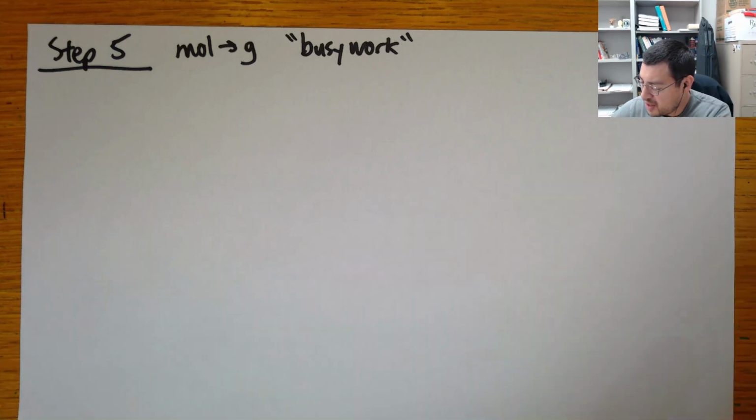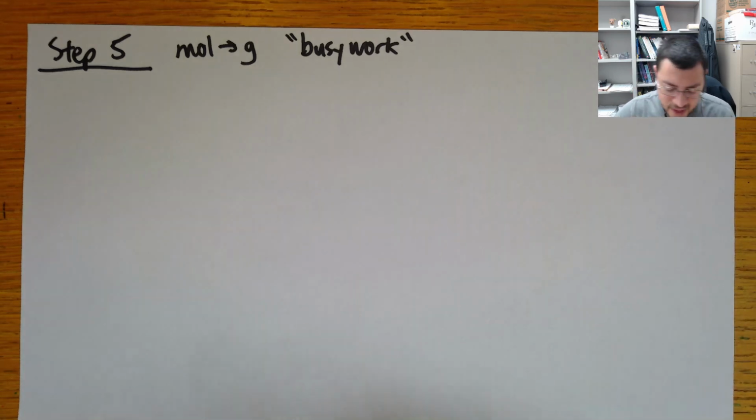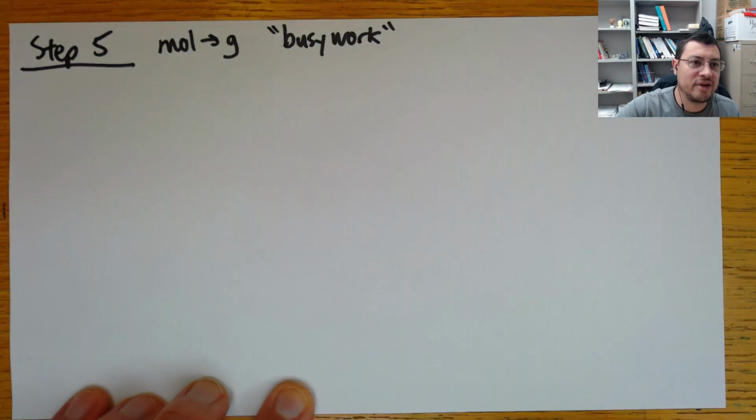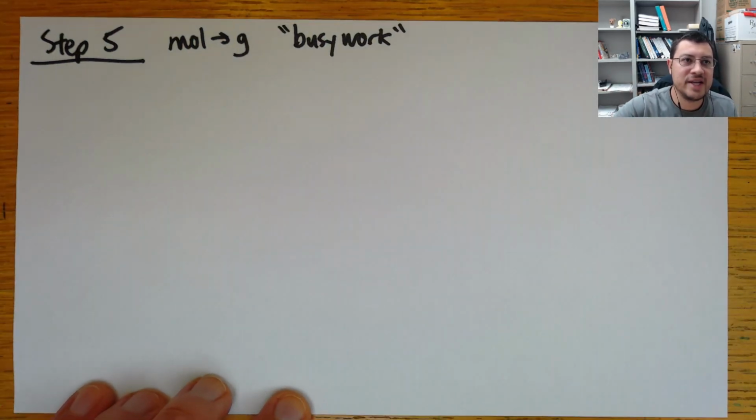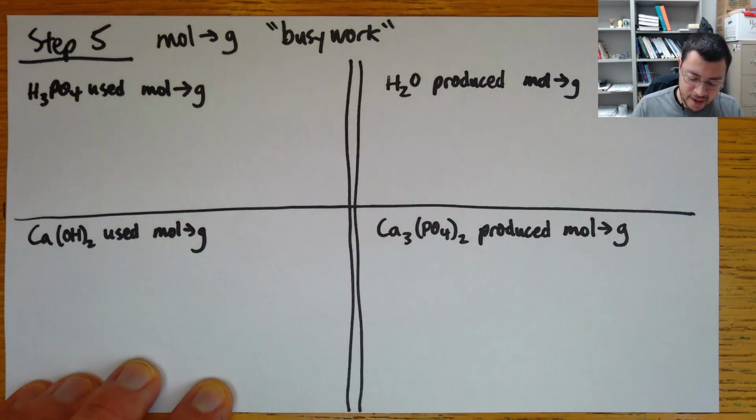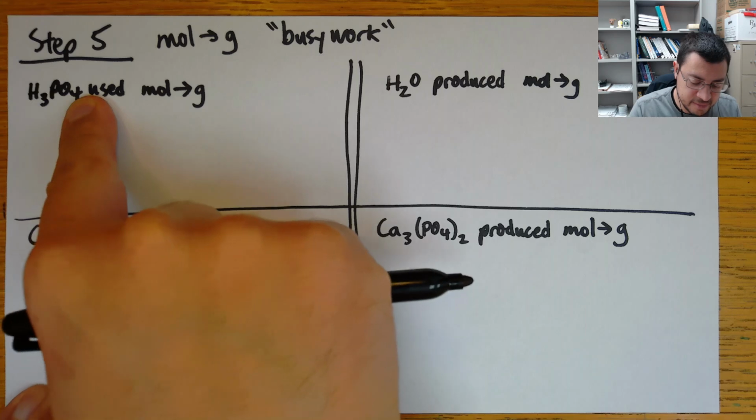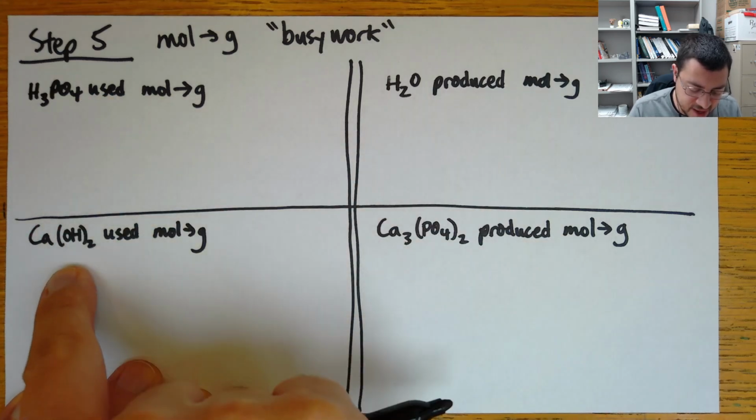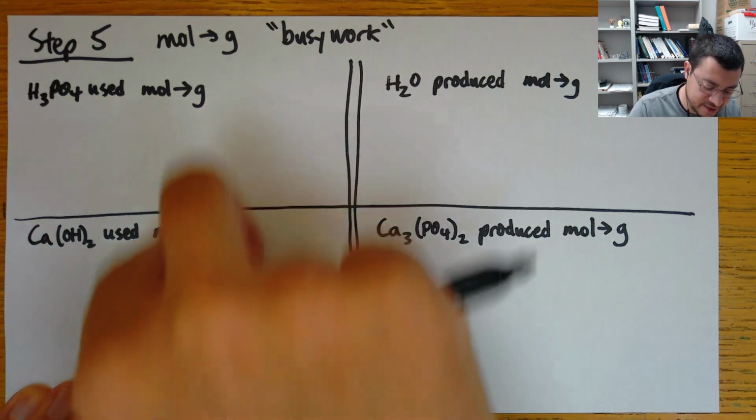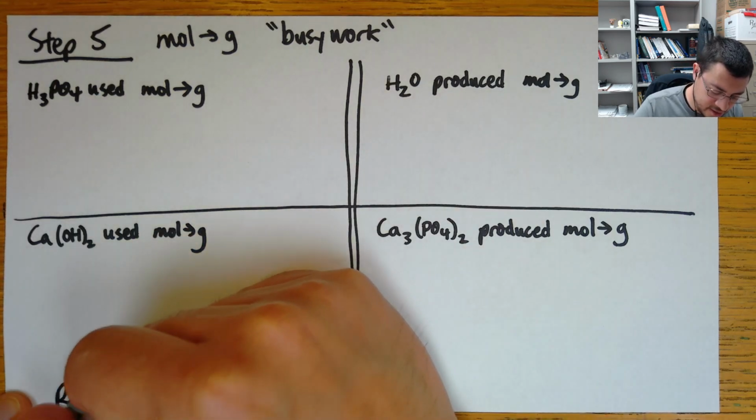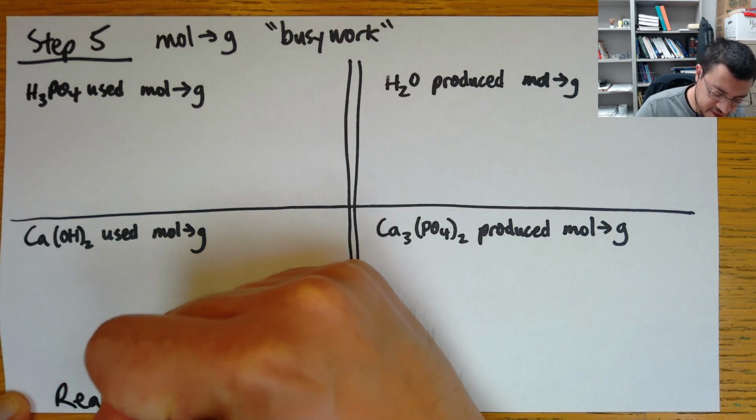So I think we can do all these on one page. I think that would be more efficient. So I'm just going to set them up, boom, boom, boom, boom, and calculate away. Race ya. All right, got our calculations labeled and set up. Phosphoric acid, moles to grams, calcium hydroxide, moles to grams. We'll keep our reactants on the left side of the screen.